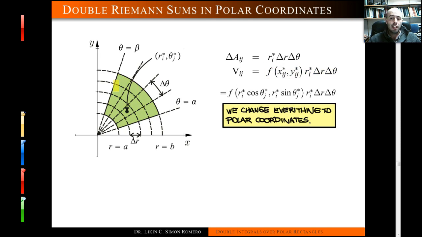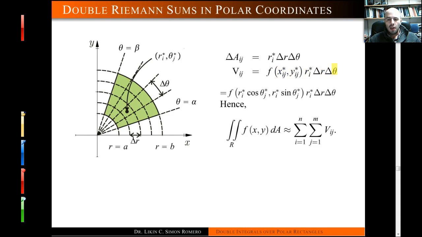Now we change everything into polar coordinates. Notice that in the expression above we have x's and y's and r's and thetas, and we're going to change everything into r's and thetas. Then the double integral can be approximated by the sum of the volumes if you subdivide your intervals sufficiently in very, very fine pieces.